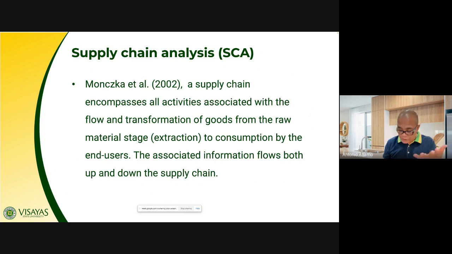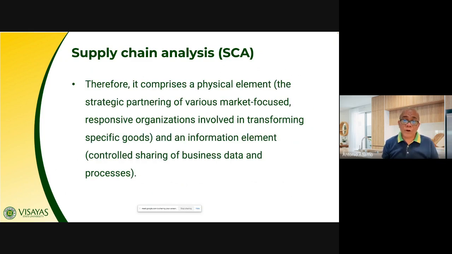Now, Monczka has another definition, and therefore we see that supply chain analysis comprises the physical element, the strategic partnering of various market-focused responsive organizations involved in transforming, and the information element. So there is the physical element, and also the information element.